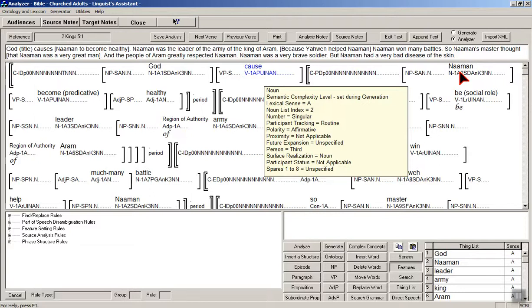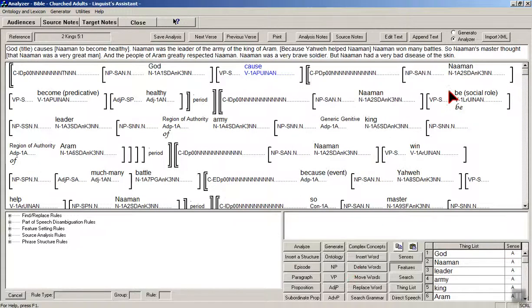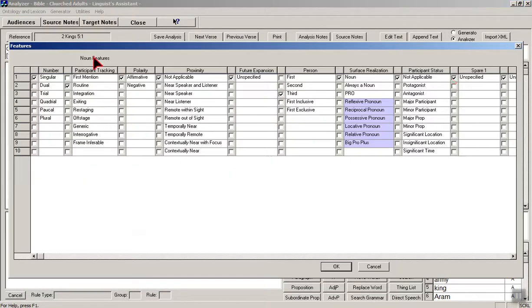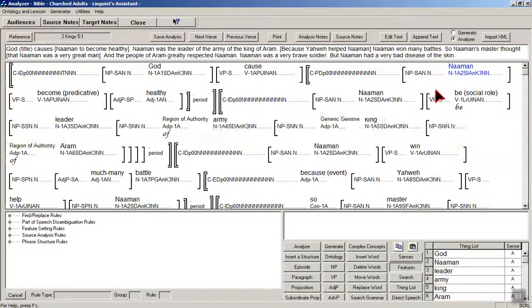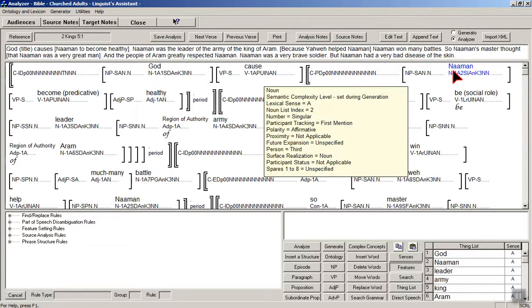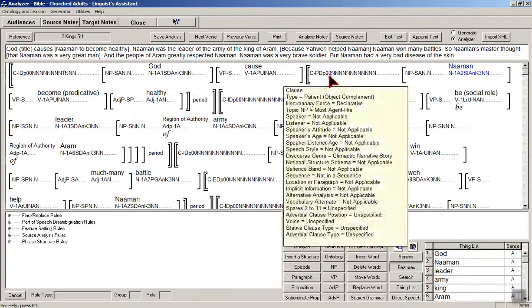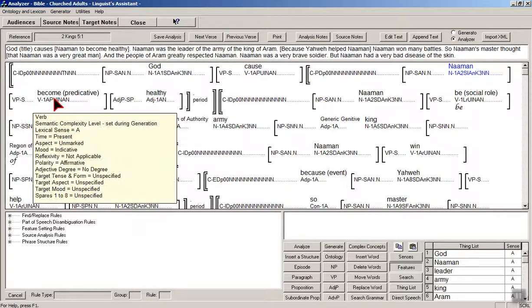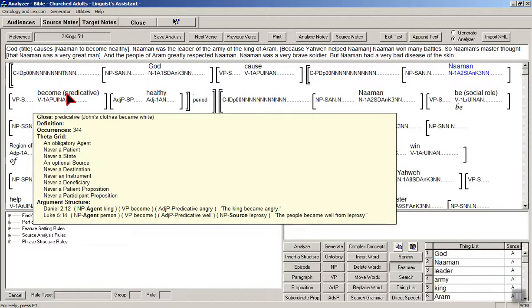That could be first mention. I wonder what would happen if I put that as first mention. I don't know, but I'm going to say that. I don't think it'll make any difference for a name. Okay, and it's third person, so we're talking about Naaman. It's not I or you.